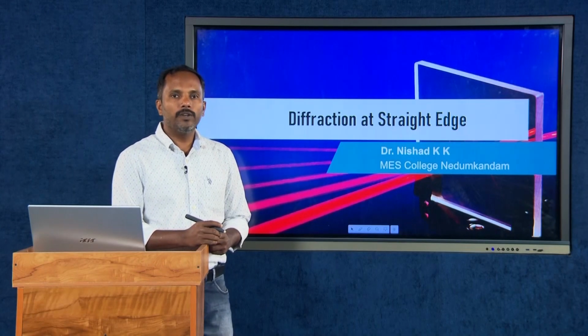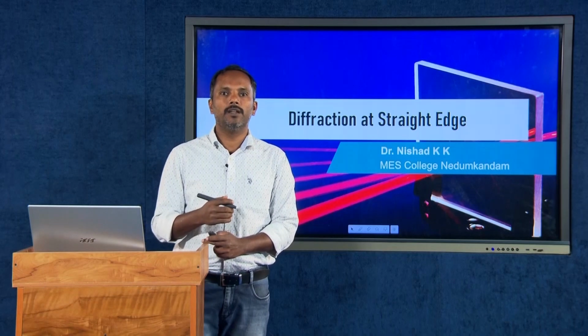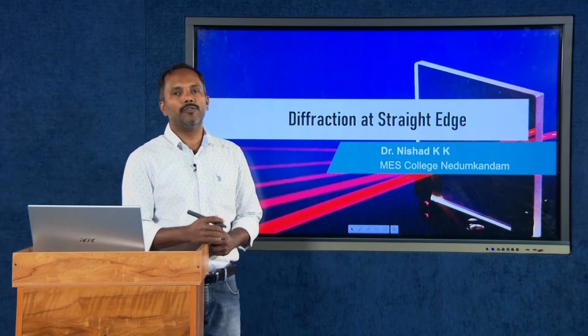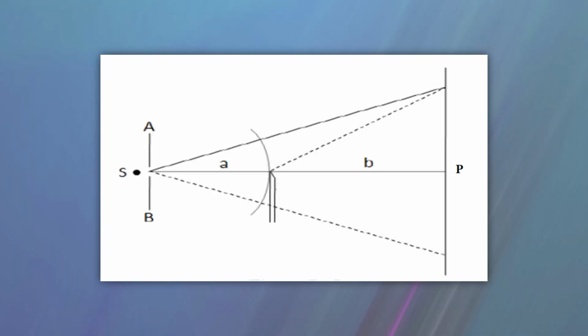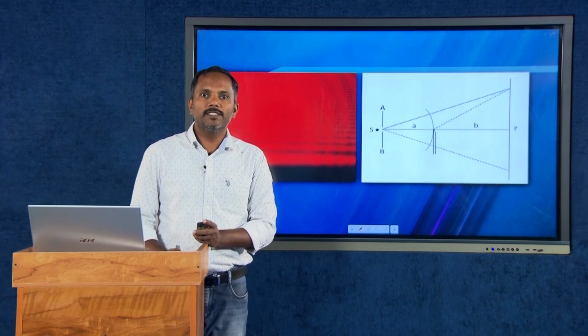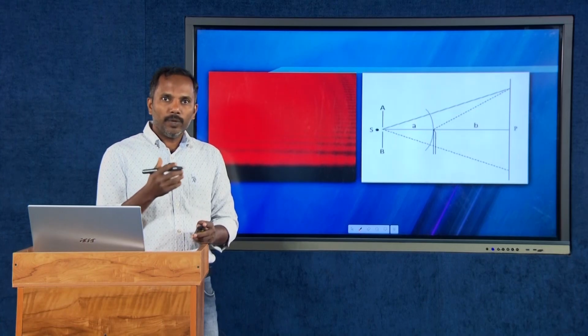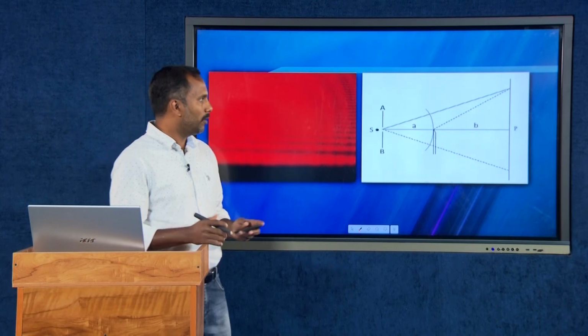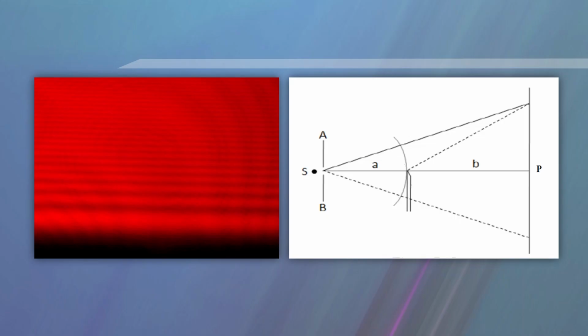Today we will discuss diffraction from the edge of an obstacle. Suppose this is an obstacle, and a wavefront is incident on it. Suppose the light is incident on the edge and we expect a shadow in this region, but when we view the shadow through a microscope, the edge of the shadow is not sharp.